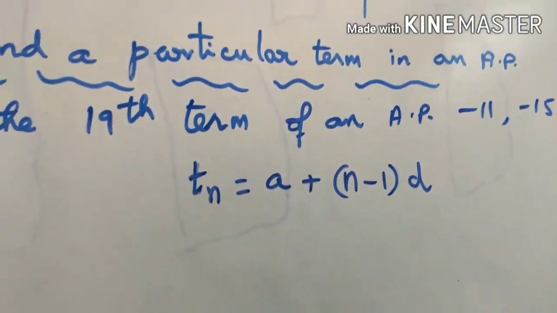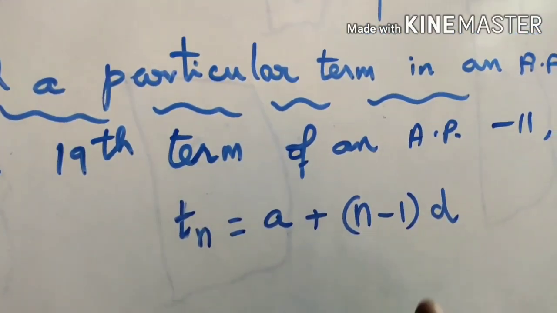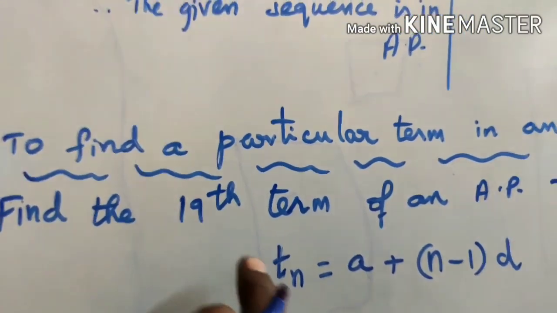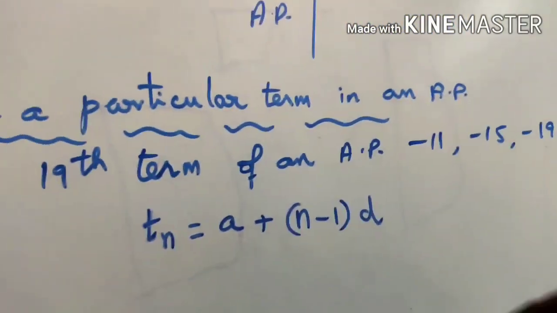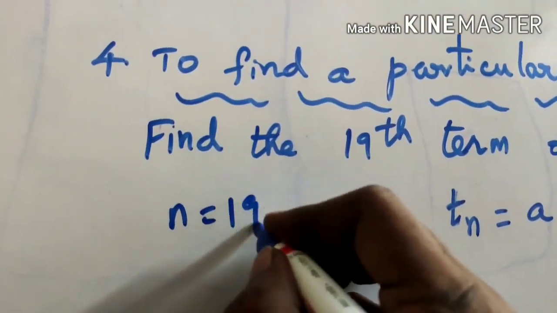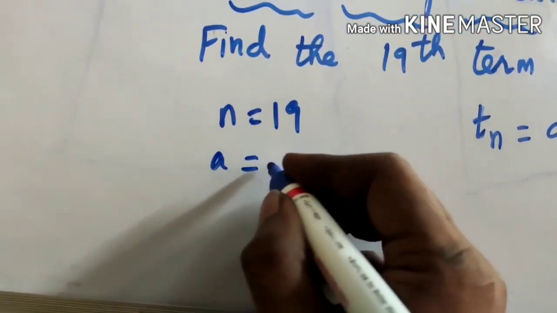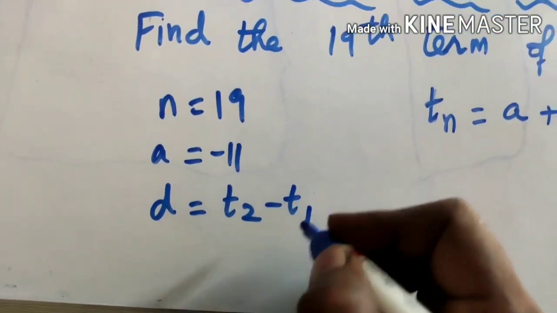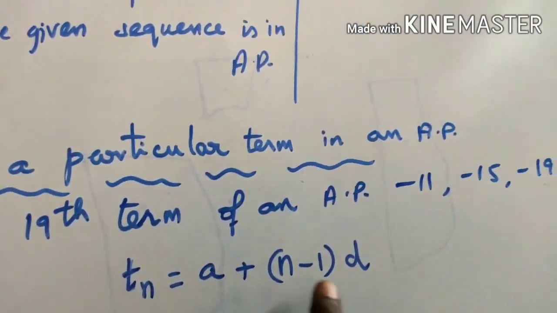Okay, so you know what is A? A is the first term. N is what term they are asking. What to find? 19th term. That is n. And D is the common difference. Right. First let us find these values. N, it is given, 19th term. A, it is in the question, minus 11. The first term is A, you know that. And D is T2 minus T1. That is the formula to find D. So N we found, A we found, now D.